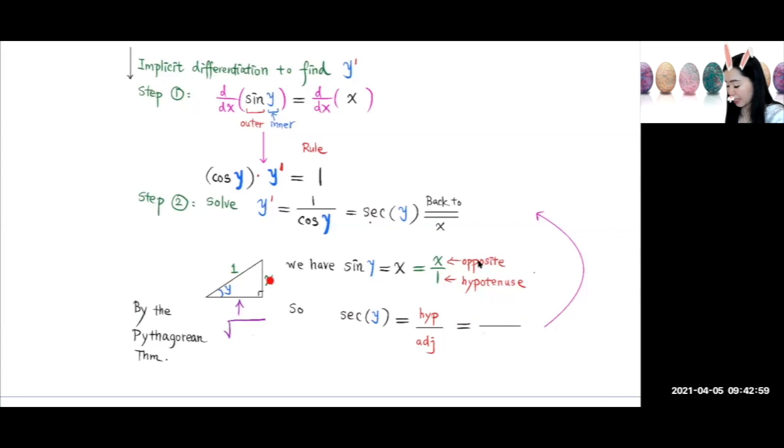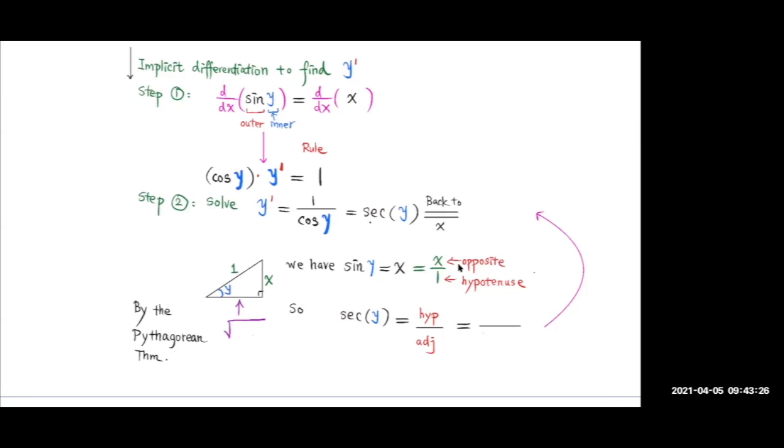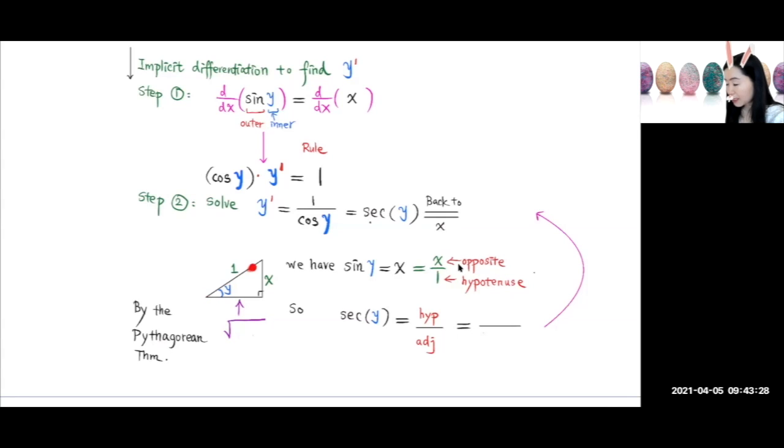So this is x, this is 1. By the Pythagorean theorem, what will be this side over here? This side over here will be the square root of 1 minus x squared. Yeah, the hypotenuse squared minus the square of this side. Yes, you got it. 1 minus x squared. Okay.